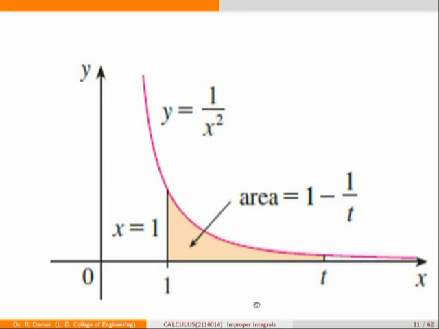And what is the domain? Above the x-axis, so above this line, the x-axis, and onto the right side of x equal to 1. So this line is x equal to 1, and this is my right hand side. Now I want to find out the area for this.